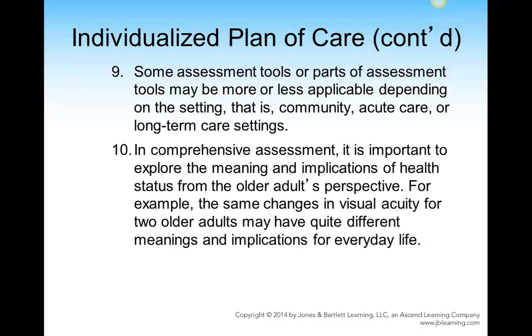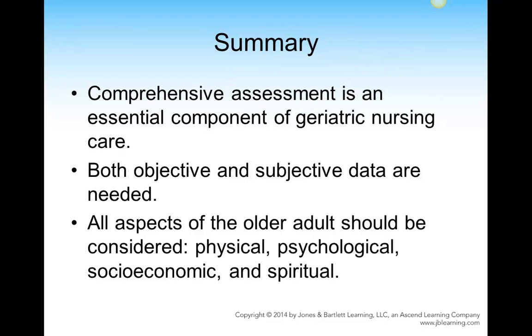And again, in that comprehensive assessment, we need to look at that person's meaning of health. Okay, how does that affect them? Because our meanings can be very different in how we adapt around that. So again, that comprehensive assessment is essential to geriatric care. We will be doing much more of this as we get into systems. We do need both objective and subjective data. Unfortunately, with cognitive impairment, that subjective data is not available or can't always be construed as accurate.